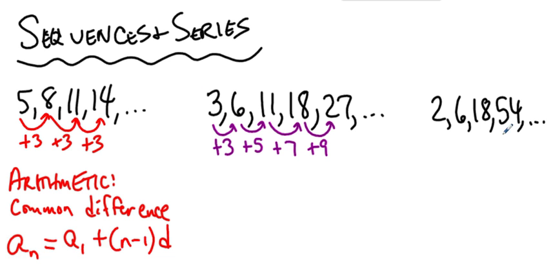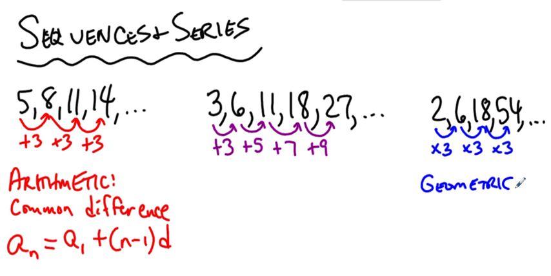Similarly, this sequence over here, where the pattern is multiply by 3, multiply by 3, multiply by 3. This sequence is called geometric. Geometric sequences have a common ratio. Geometric series also have a common ratio, but this is a sequence. It is a list of numbers. A geometric sequence has a common ratio. We are multiplying by 3 every time. To get from any term to the term following, we multiply by 3. 3 is the common ratio.